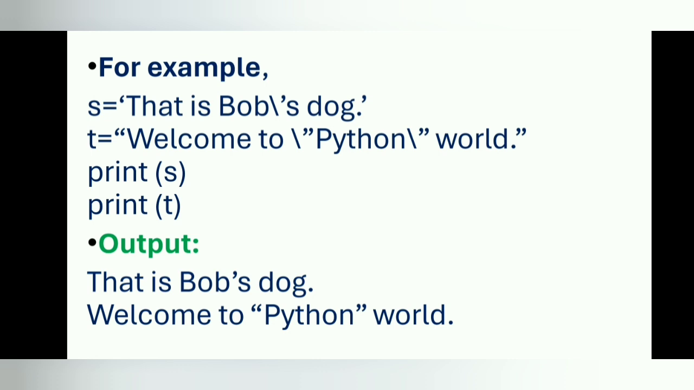Here we have used the escape character 2 times to put the word Python within double quotes. The escape characters backslash single quote and backslash double quote let you put single quotes and double quotes inside your string respectively. These escape characters look like two characters but represent only one character.